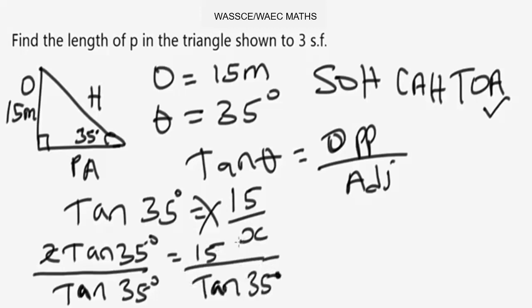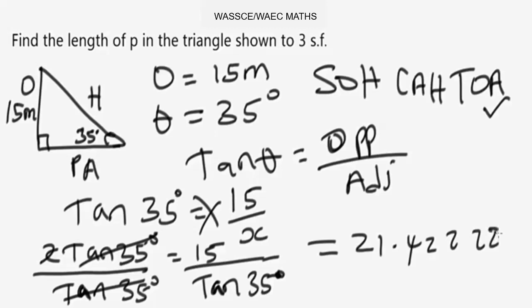All right. So this is degrees. Okay, so this we cancel. So that means our adjacent, our x will now be 15 over tan 35. So when you punch it on a calculator, it's going to give you 21.4222201.